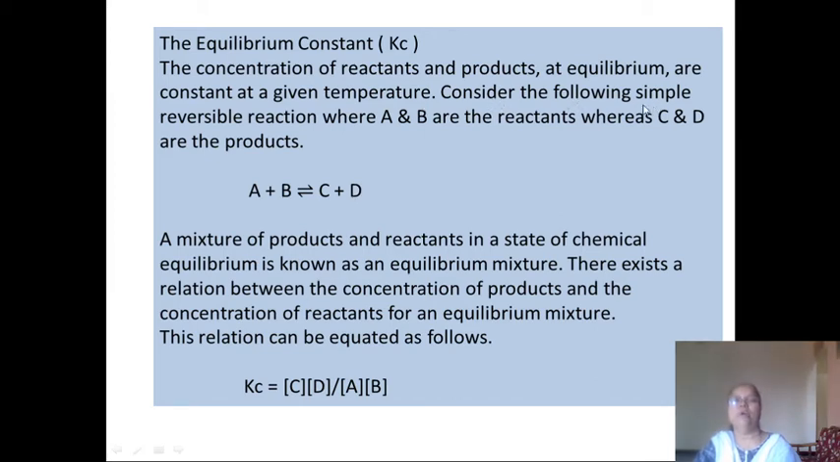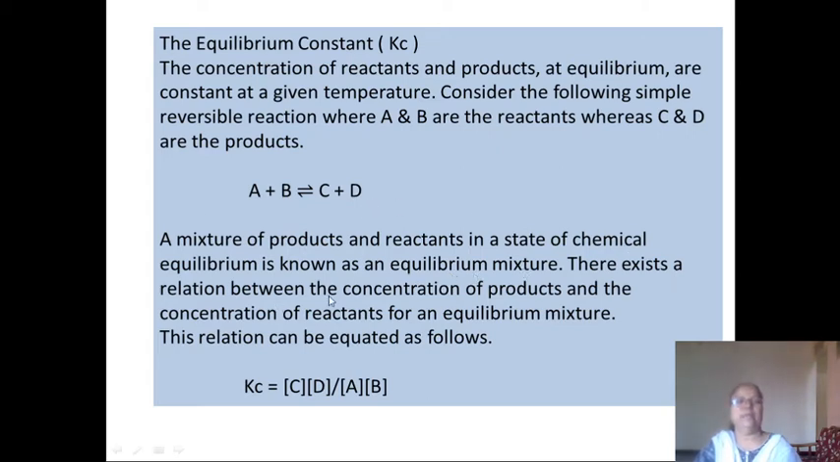Then consider the following simple reversible reaction where A and B are the reactants and C and D are the products. This is your chemical reaction, a reversible chemical reaction. A and B are the reactants and they react to form the products C and D. A mixture of products and reactants in a state of chemical equilibrium is known as an equilibrium mixture.